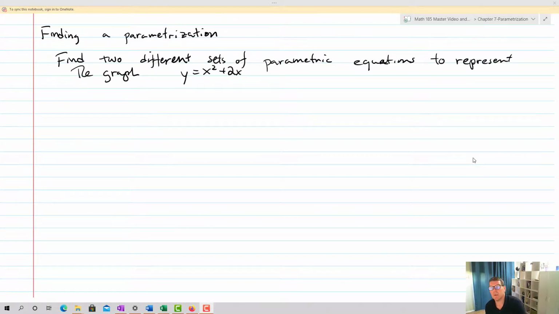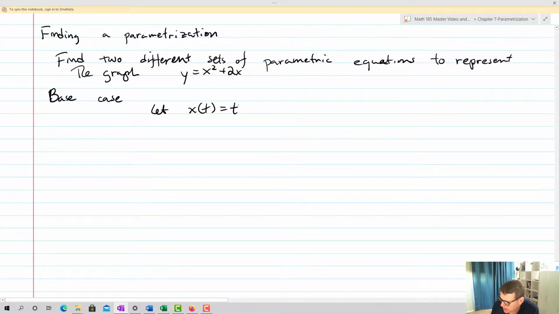So a second skill that we're going to want to get good at too is to find a parametric equation to represent the particular graph. So for example, y equals x squared plus 2x. How do we actually write this in terms of a parameter t? Now the simplest way, the base case, is we say, okay, we're going to let x of t just simply equal t. So let it equal the identity function. So then y is just going to equal t squared plus 2t. Done. Okay, there's the parametrization.